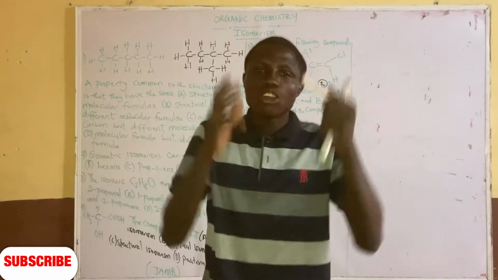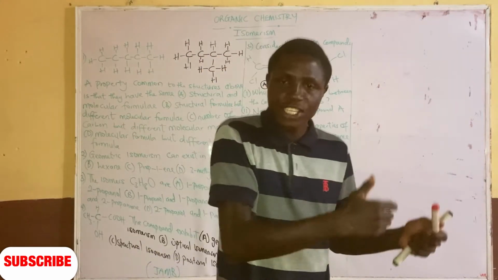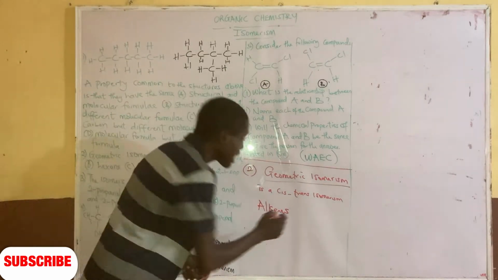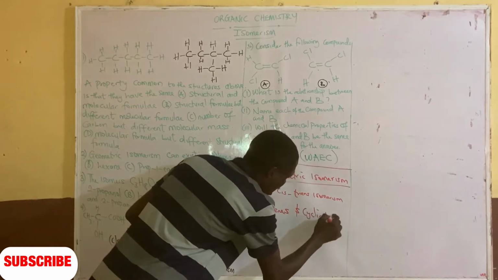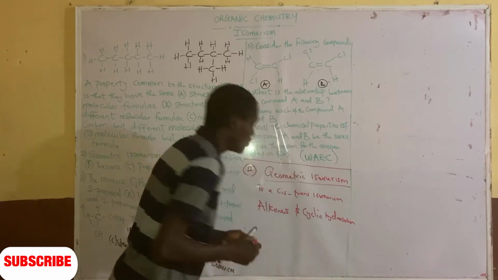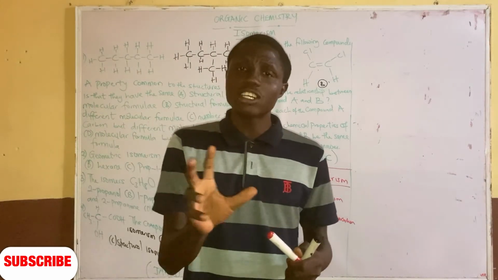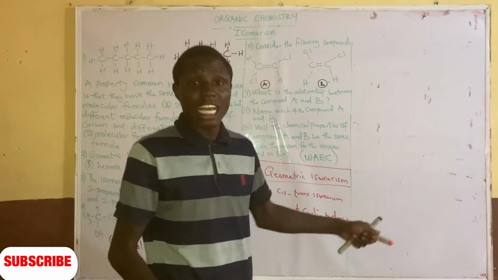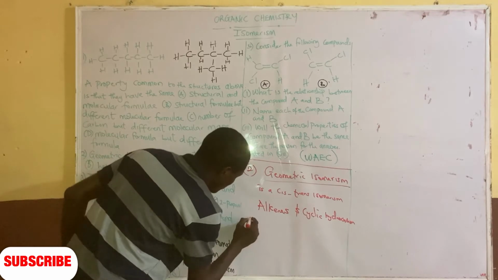That is, geometric isomerism has 2 forms. It can be cis, it can be trans. Geometrical isomerism is usually found in alkenes and cyclic hydrocarbons. Now, I come again. Geometrical isomerism is a cis-trans isomerism, usually found in alkenes and cyclic hydrocarbons. For examples.